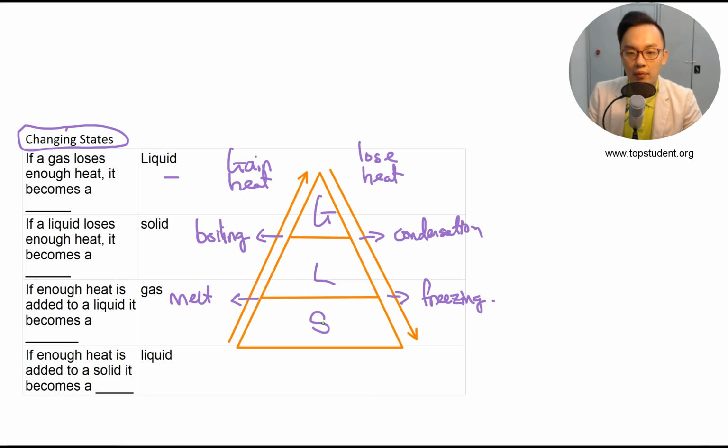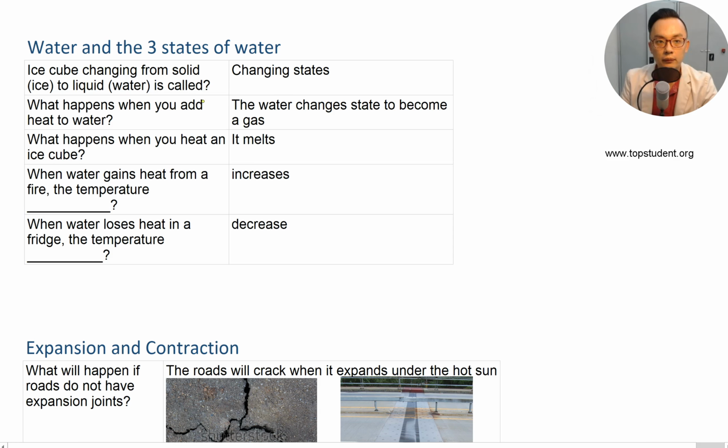And to even simplify it more, use this as ice. Solid is ice. Use water to represent it. Liquid is water, and gas is vapor. Okay, so from ice to water is melting, water to vapor is boiling, vapor to water is condensation, water to ice is freezing. So if you remember this, then it will be much easier for you to remember all this part.